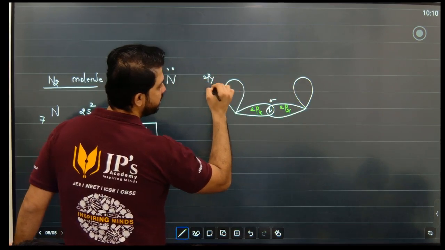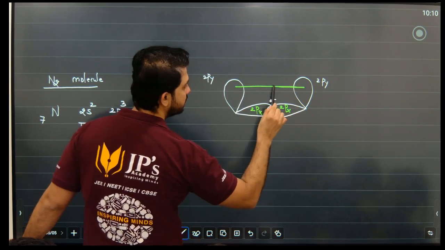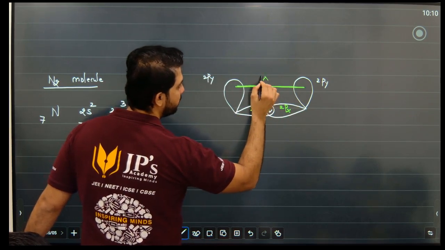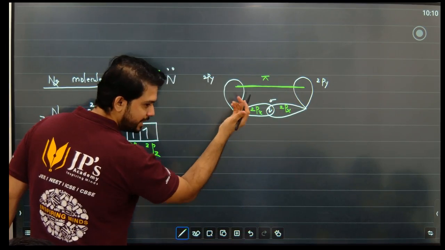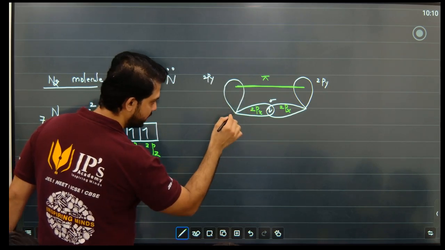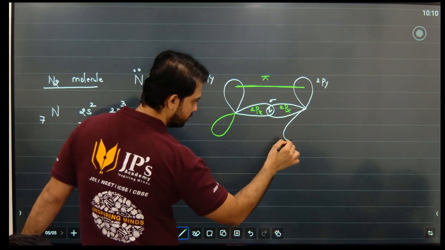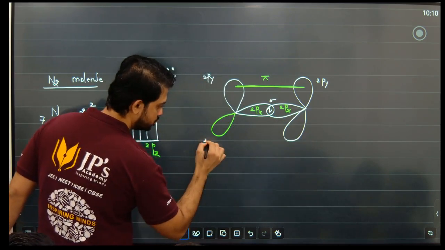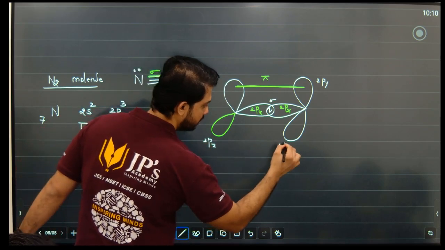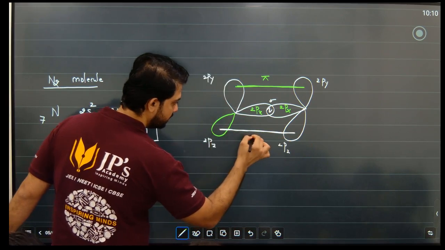This is 2py, which overlapped with 2py. And which bond was formed? And 2pz, and the z axis is coming towards you, it's coming out of the board. I cannot make that on a two dimensional board, but let me draw it like this: this is 2pz and 2pz, again lateral sidewise overlap.